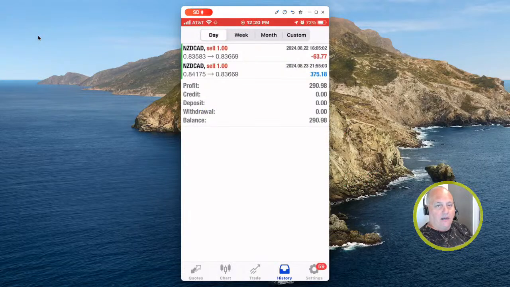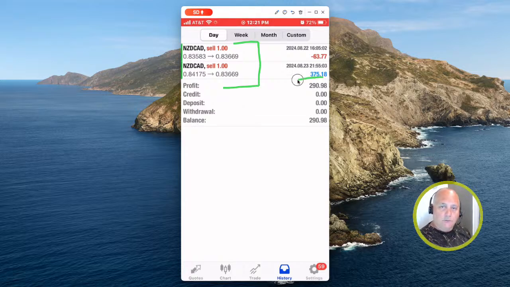So the 10 pip hybrid had an NZD CAD sell trade that it sent out. And again, this is coming from my feed. My feed sends out a 0.01 lot size. In this particular account, I have it at 100x. 100 times 10 cents, which is a 1.0 lot size, or $10 per pip. In this case, we've got a net profit of $290.98.